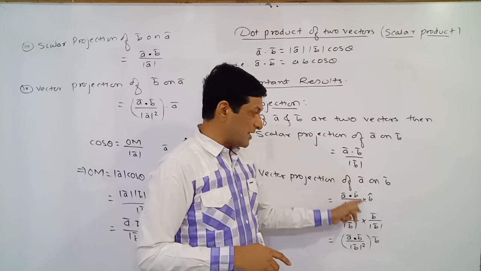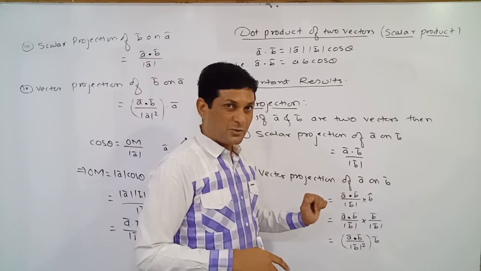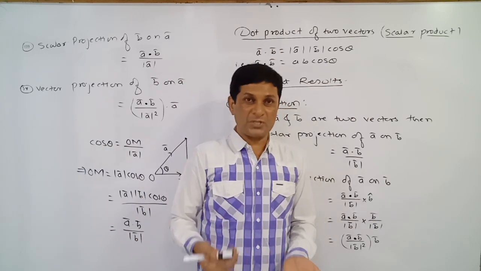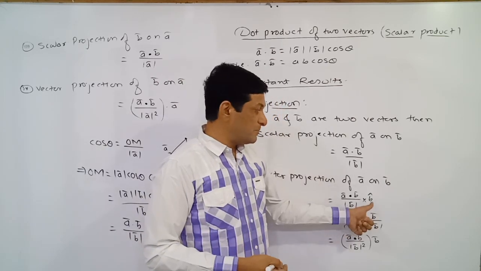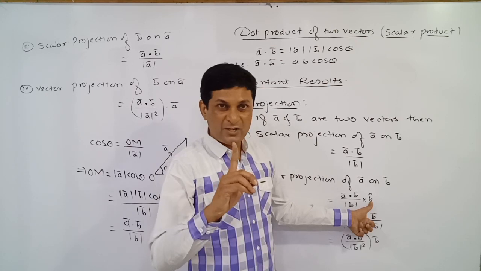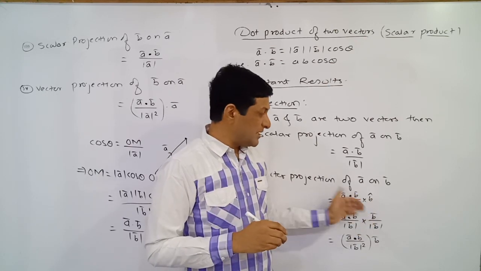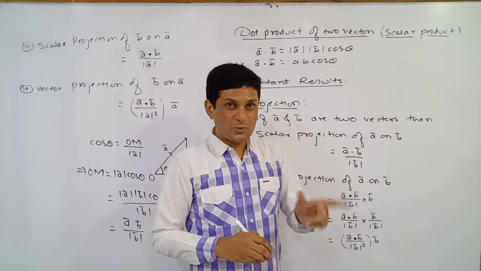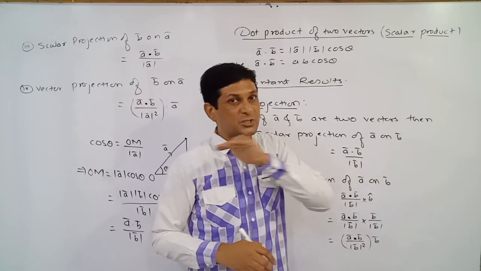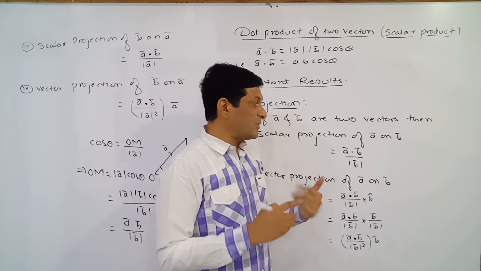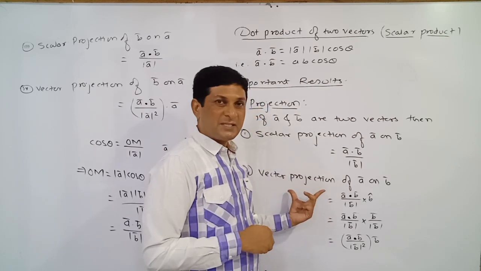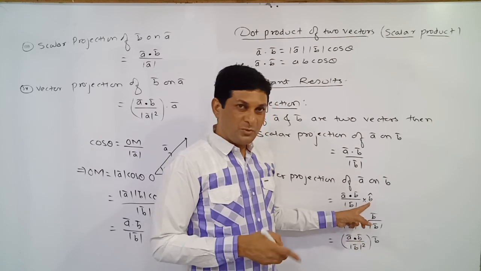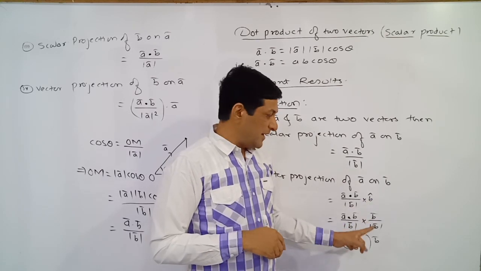This much magnitude, a bar dot b bar upon magnitude of b bar, which is nothing but OM, and OM is nothing but the projection. And if b cap is a unit vector, its magnitude is 1. So if we multiply this OM by B cap, we will get a new vector whose magnitude is OM but direction is along B bar. And since we are getting a vector quantity, we can say that this projection is the vector projection.